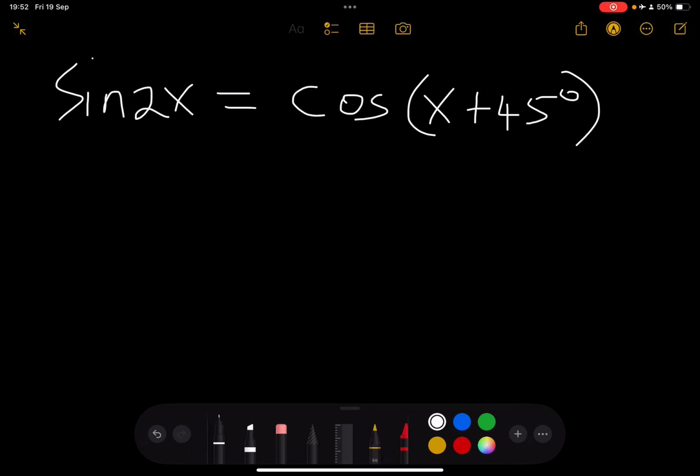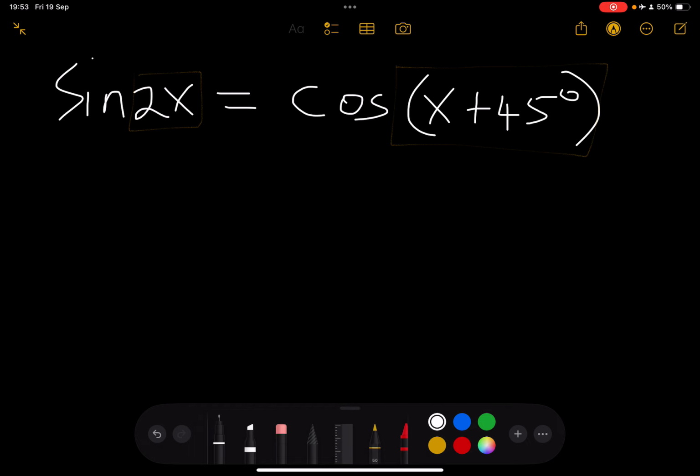We are asked to solve for the general solution given sin 2x equals cos(x + 45). So, ladies and gentlemen, because the angles are not the same, here we have 2x and here we have x + 45, we cannot divide by cos. You only divide by cos if the angles are the same.